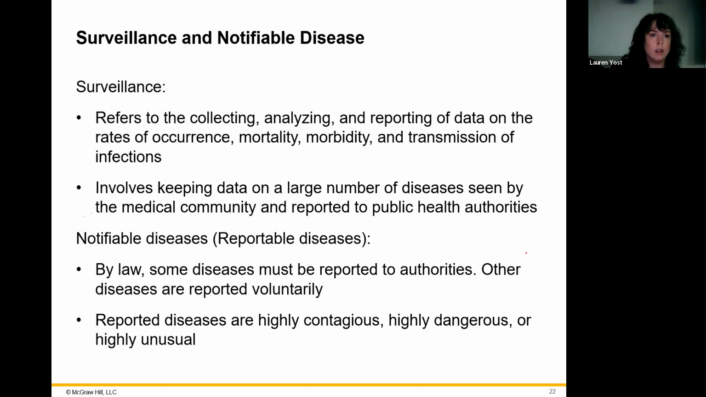Okay, surveillance just refers to watching and collecting data from the population during an outbreak. So we're looking at occurrence, mortality, morbidity, transmission, all of that stuff. Collect as much data as you can about the disease and the outbreaks. There are some diseases that are notifiable or reportable, usually called reportable diseases in the United States.